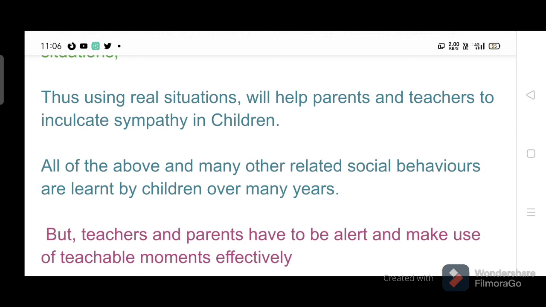So these are the different social behaviors, or you can say social skills, that a child should learn in order to become social. When the child learns all these skills, social skills or social behaviors, he is said to be socialized. So the learning of all these skills or behaviors is included in the process of social development.